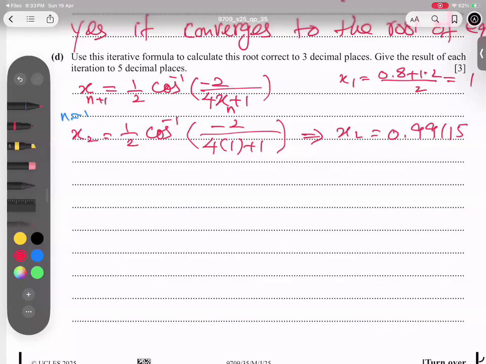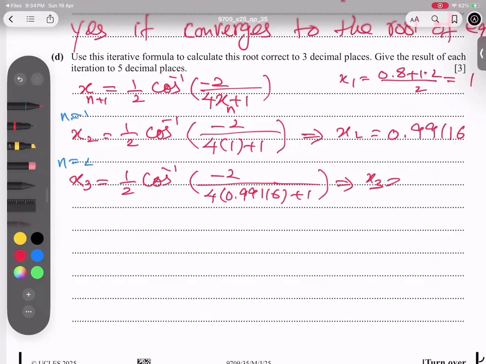0.99115, and I think okay. Or I make it 6, no problem. Now first I plugged in 1, now I'm plugging in n equals 2, where n plus 1 is 3. 1 over 2 cos inverse negative 2 over 4 times 2, because this is x2 now. So x2, this value will completely go there. So I'm writing 0.99116 and plus 1. So I get x3, which is the answer. I'm writing now here 0.99116. So when I plug in, I got 0.99271. Okay, students, keep your eye on 3 dp.